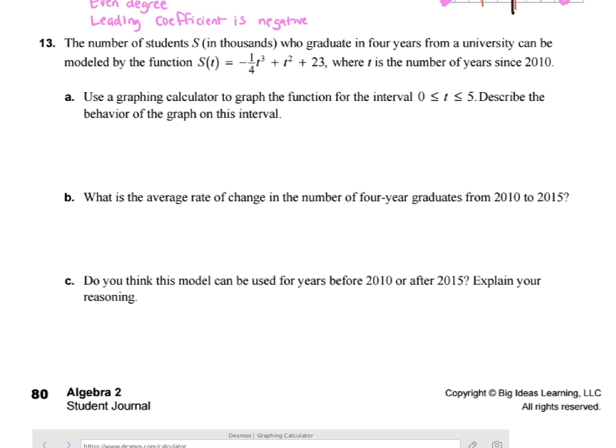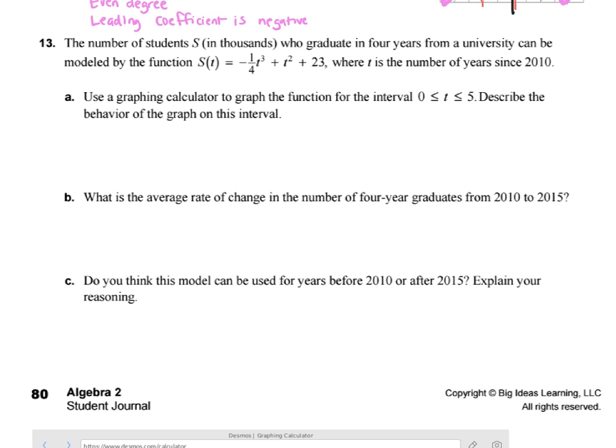All right, so based on what we saw on Desmos, it looks like the number of students graduating from college in 4 years increased initially, and then the number of students graduating in 4 years started to decrease. Okay, so that would answer part A. Once again, the number of students graduating from college initially increased, and then it looks from the graph that around 2012, the number of students graduating in 4 years started to decrease.